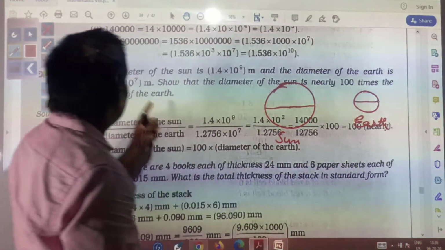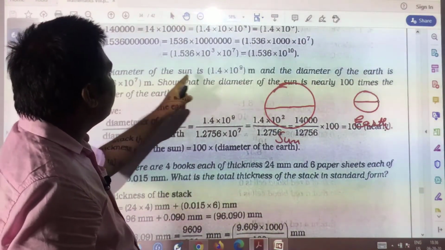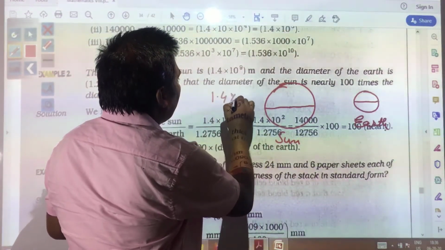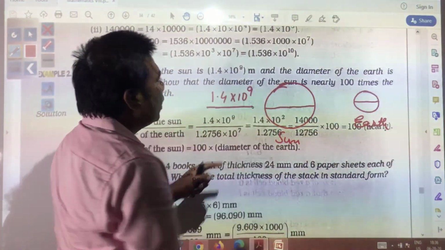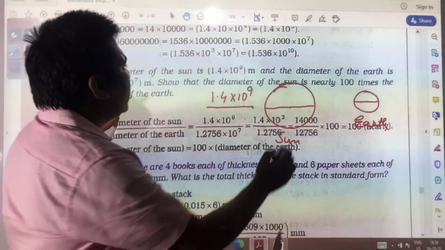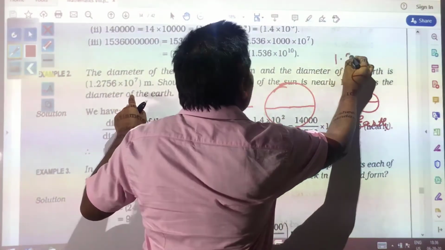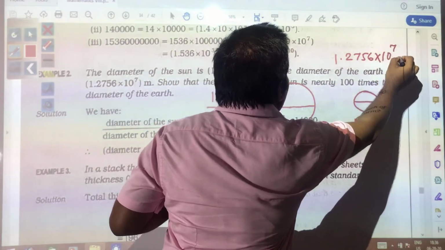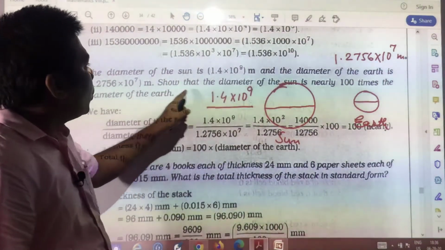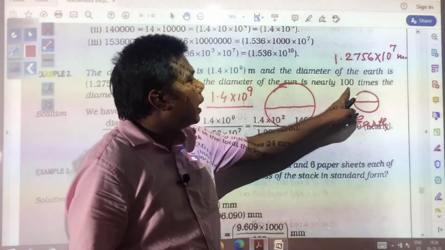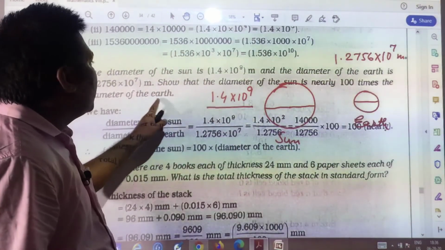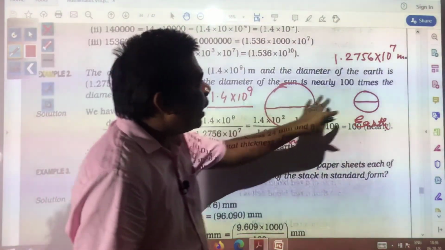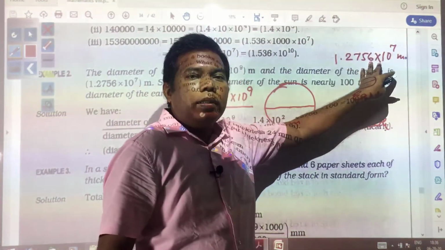So, two things have been given. The diameter of the sun is 1.4 into 10 to the power 9 meter and the diameter of the earth is 1.2756 into 10 to the power 7 meter. Show that the diameter of the sun is nearly 100 times the diameter of the earth. You need to show this diameter is 100 times of this diameter.